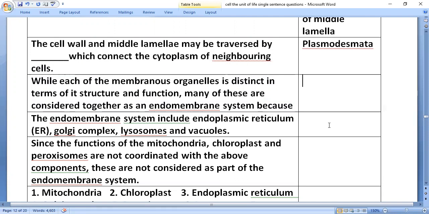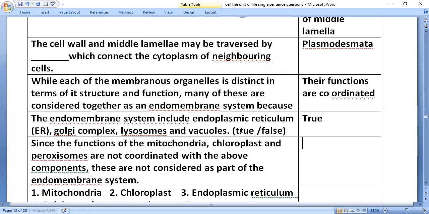While each of the membranous organelles is distinct in terms of its structure and function, many of these are considered together as an endomembrane system because their functions are coordinated. The endomembrane system includes the endoplasmic reticulum, Golgi complex, lysosomes, and vacuoles. Is this statement true or false? True. Since the functions of mitochondria, chloroplasts, and peroxisomes are not coordinated with the above components, these are not considered part of the endomembrane system.